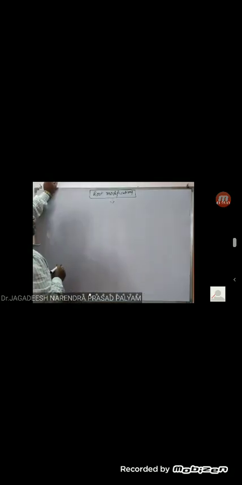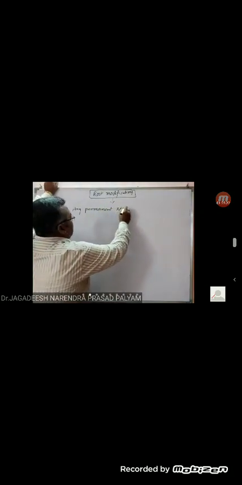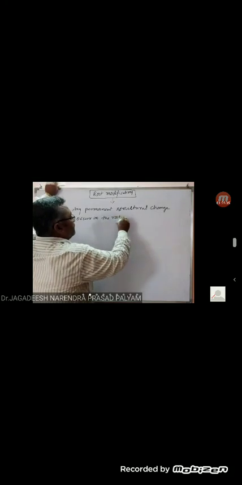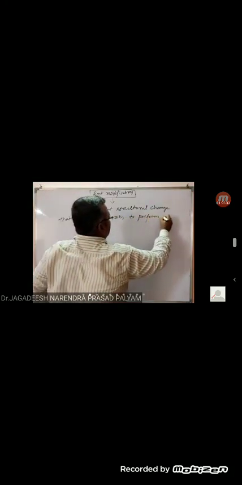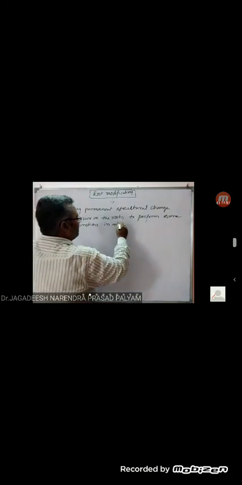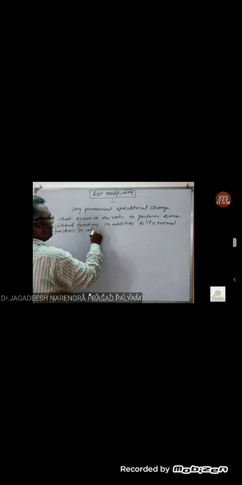Okay, listen to me here. Root modification is nothing but any permanent structural change that occurs in the roots to perform some additional functions, in addition to its normal functions. It's called root modification.